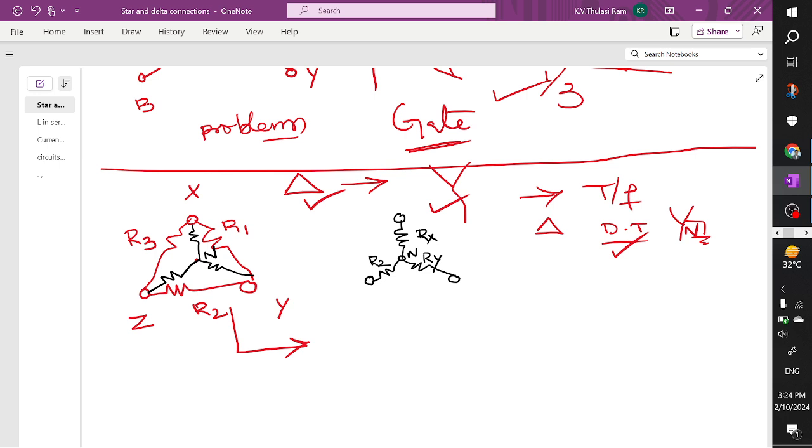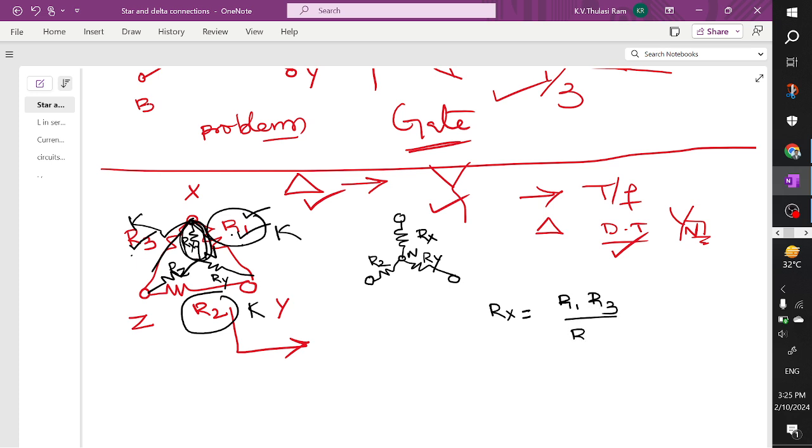Now I want to find the value of Rx, Ry, and Rz. You see here, Rx we need to find out. Rx element is connected between which two known terminals? R1 and R3. So these are known to us. So Rx is connected between R1 and R3. That's how we write the value of Rx is equal to R1 into R3 divided by the sum of the resistors, which is nothing but R1 plus R2 plus R3. So then you will get this value.